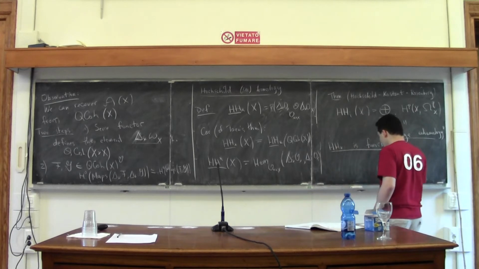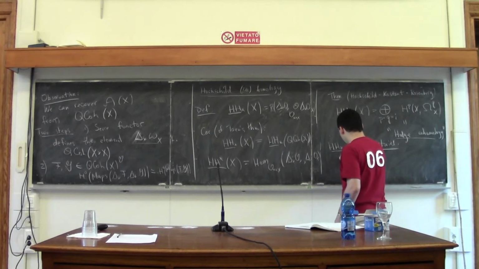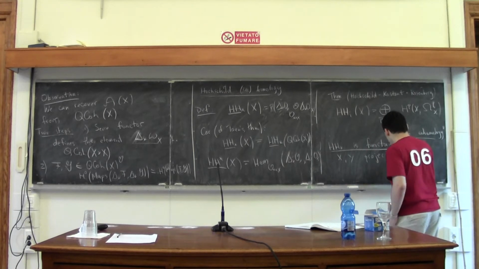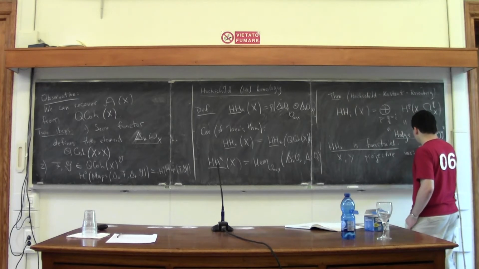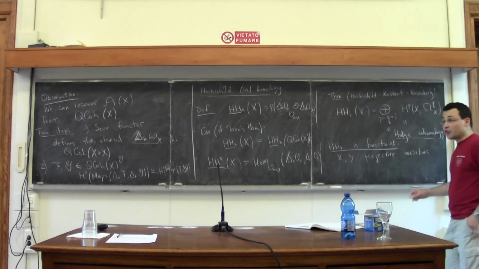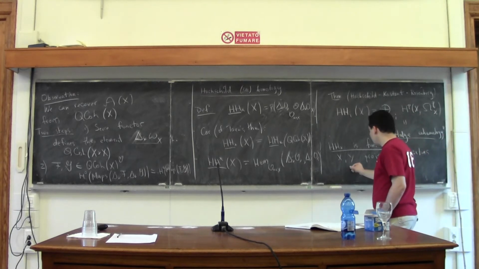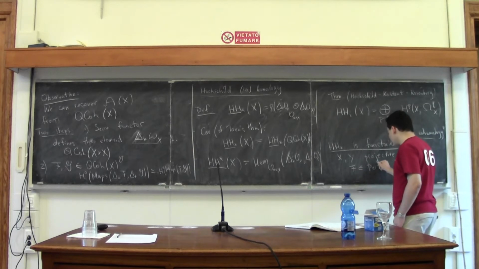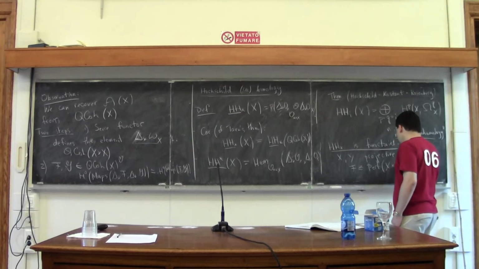Anyway, the other thing that I wanted to say is that Hochschild homology is functorial. So suppose X and Y are projective varieties, really I only need X to be projective here. And we have some integral kernel, but one which is perfect, on X cross Y.